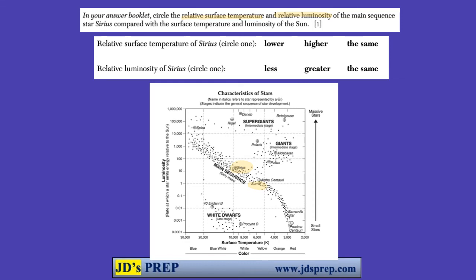So the relative surface temperature of Sirius, we have Sirius compared to the sun, the surface temperature here, we have a lower temperature and it's higher over here. So Sirius has a higher surface temperature than the sun, and the luminosity is over here on this axis. Luminosity lower, higher. So again, Sirius has a greater luminosity than the sun.